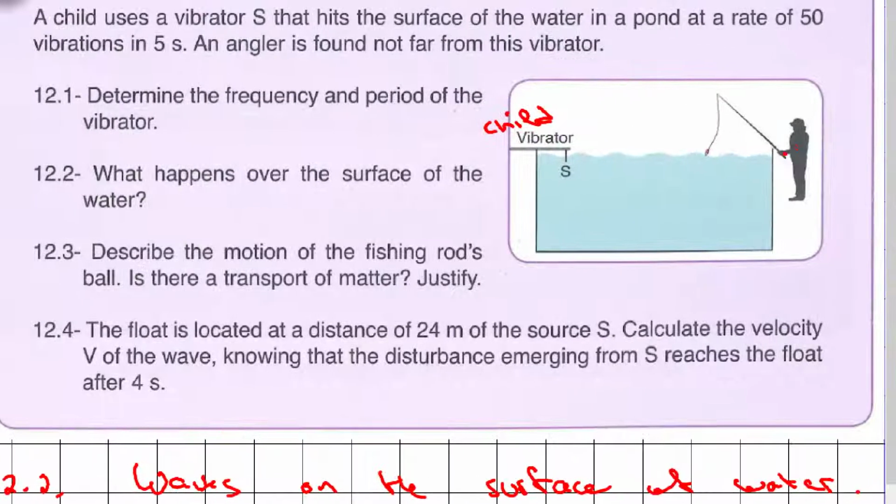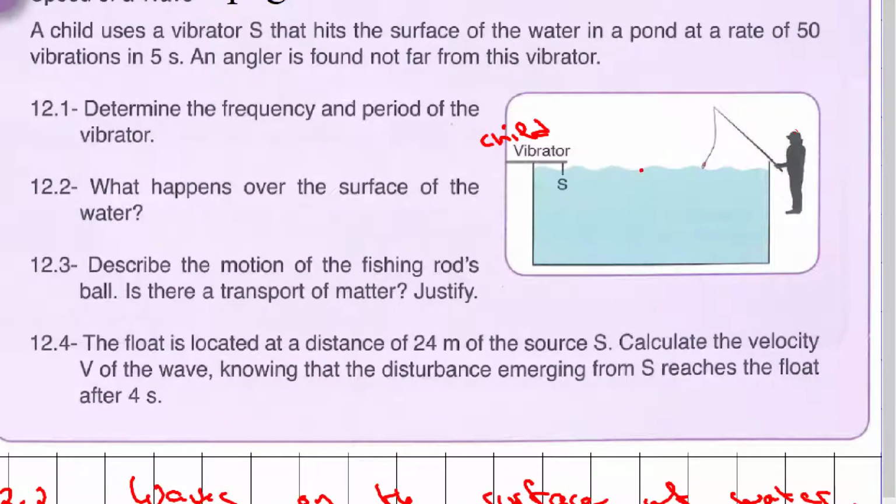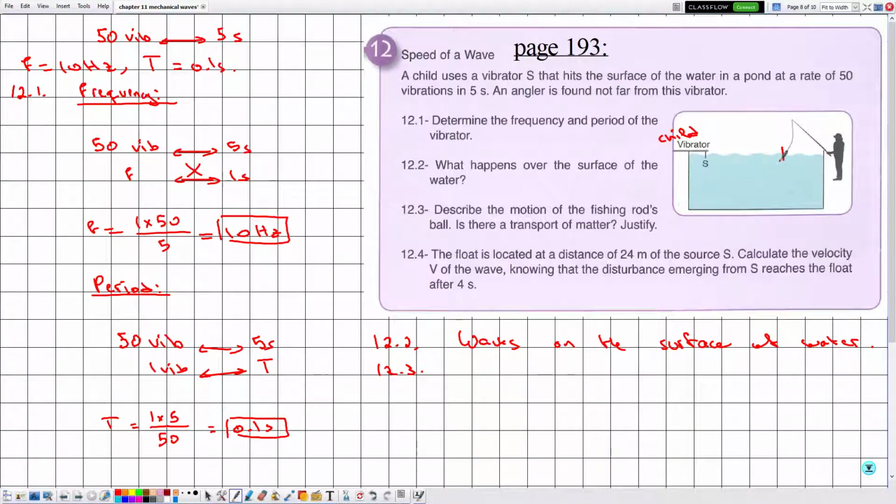Now in 12.3, describe the motion of the fishing rod's ball. So this is the fishing rod and this is the ball. As waves start to appear on the surface of the water like this, we expect that this rod will start to oscillate or to vibrate up and down. So the rod's ball starts to vibrate up and down.